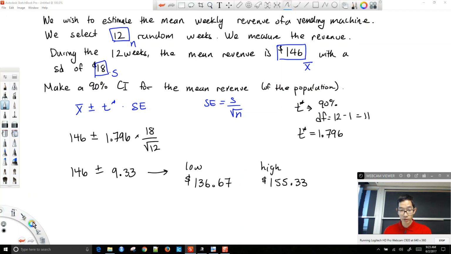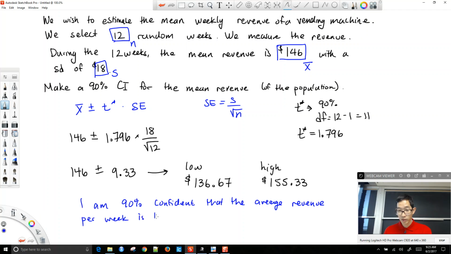All right, and I would say something like, I am 90% confident that the average revenue per week is between 136.67 and 155.33.